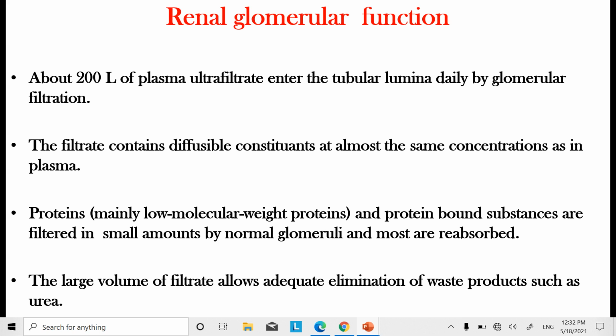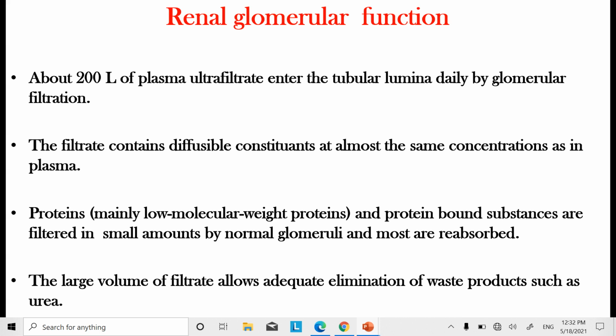except for minor differences. For example, the protein and protein-bound substance, because of their large size, are not allowed to pass by the normal glomeruli, and the small size protein, if they pass, then will be reabsorbed by the tubule.